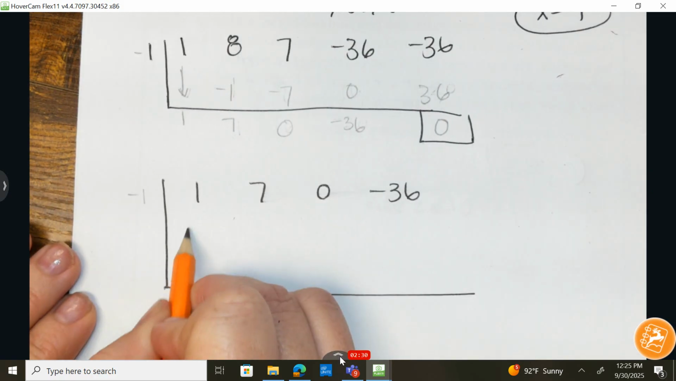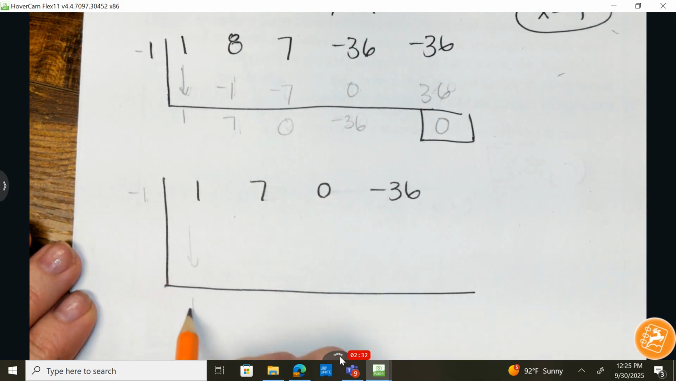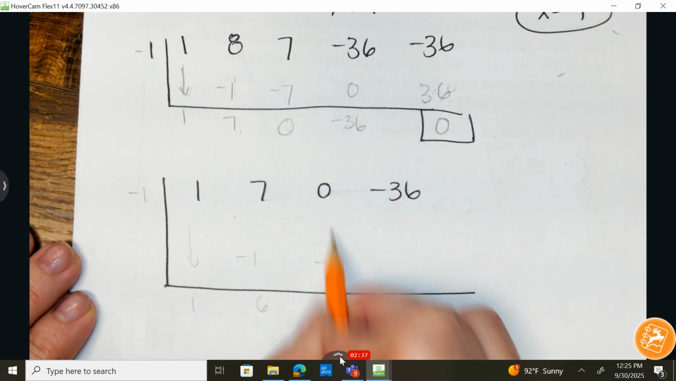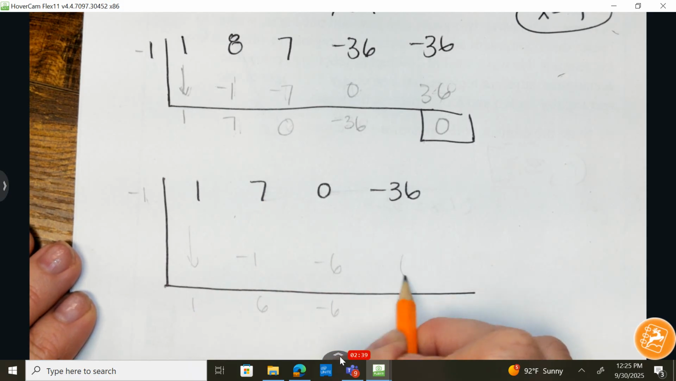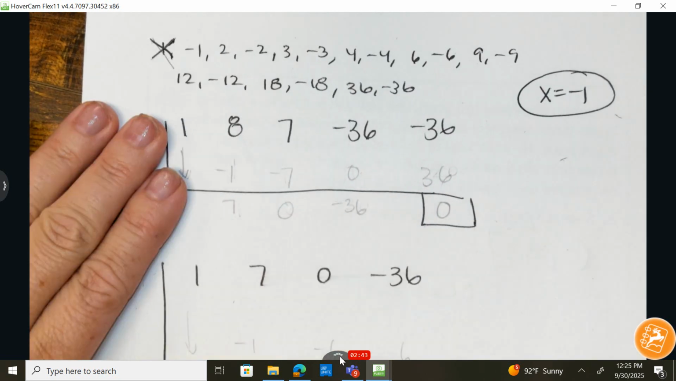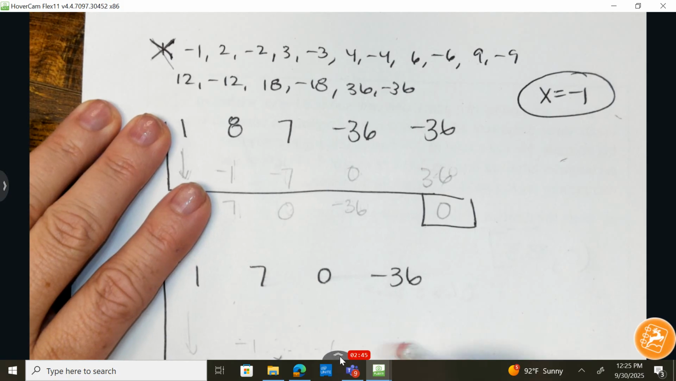Okay, again, I'm not testing 1. Let's try -1 because it could be a duplicate answer. So I drop down. I am multiplying to get -1, adding down to get 6. Multiplying -6, adding down -6. Multiplying 6, that doesn't equal 0. Okay, so I know that -1 is not a duplicate answer.